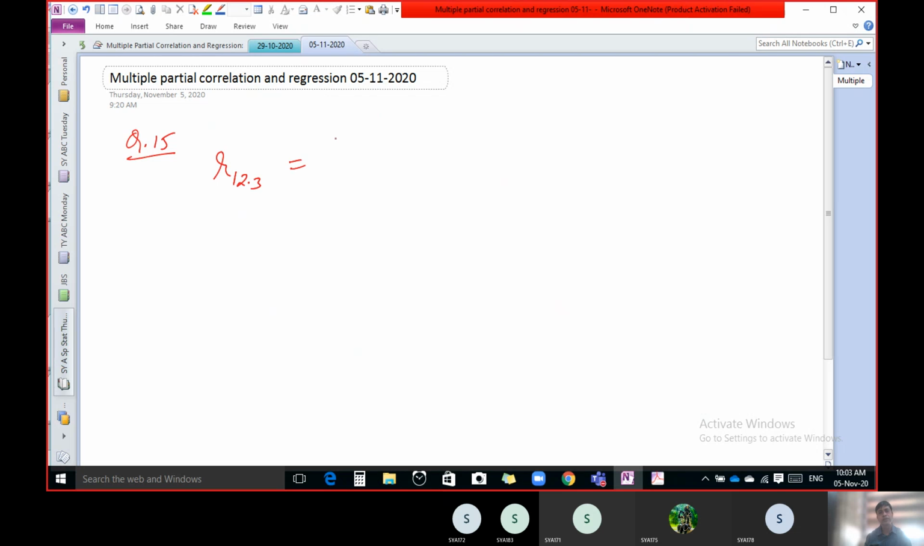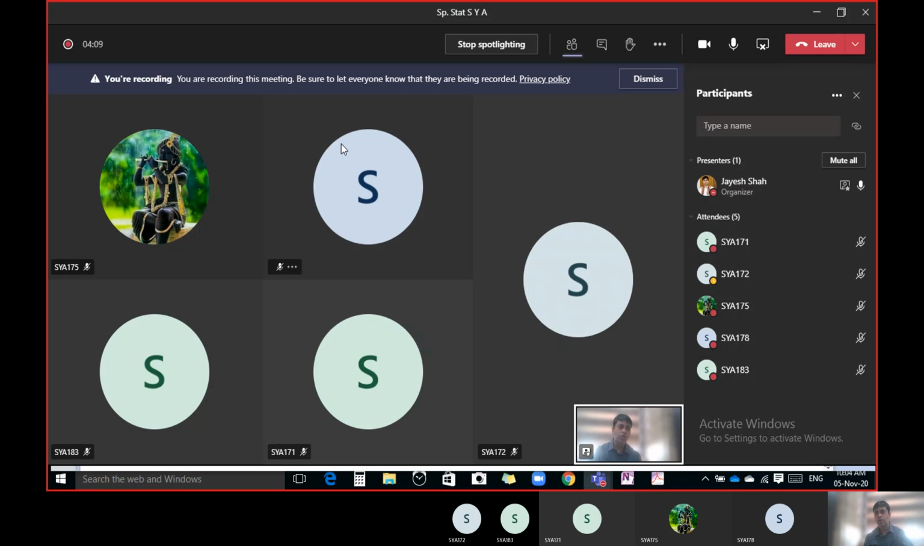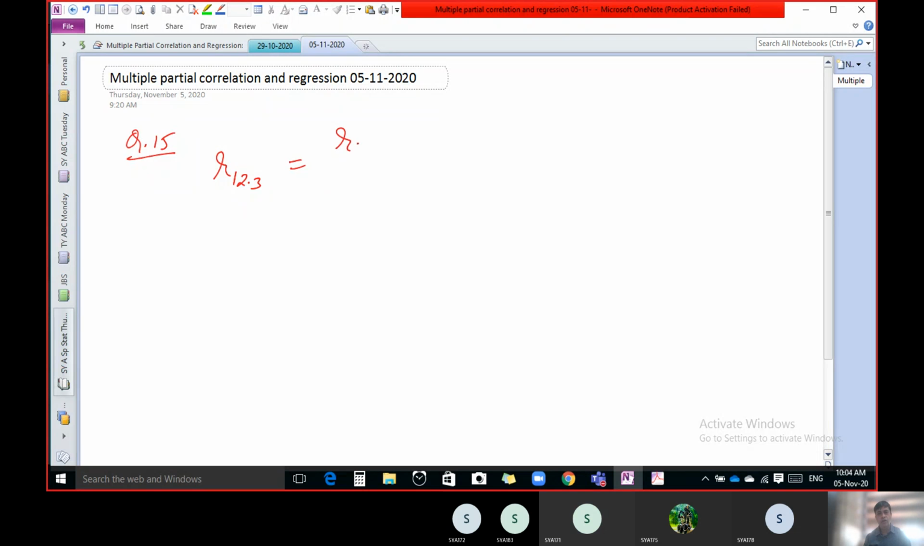What is the formula? Yes, please. The formula of R12.3: R12 minus R13 into R23, upon under root 1 minus R13 whole square, second root 1 minus R23 whole square. Perfect. Now just substitute all the values.